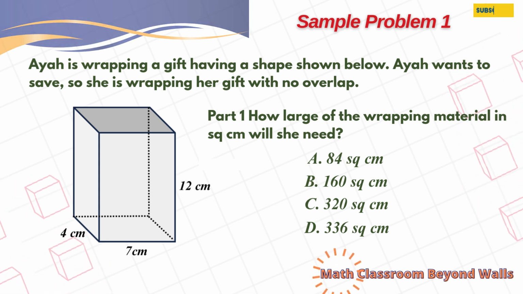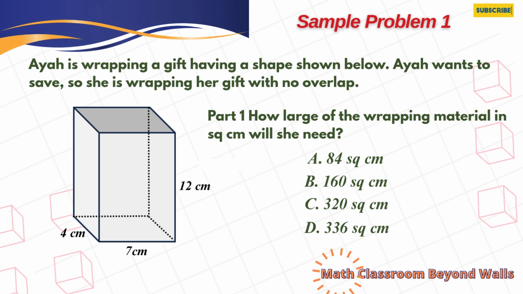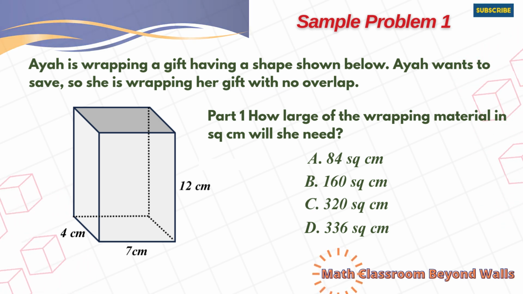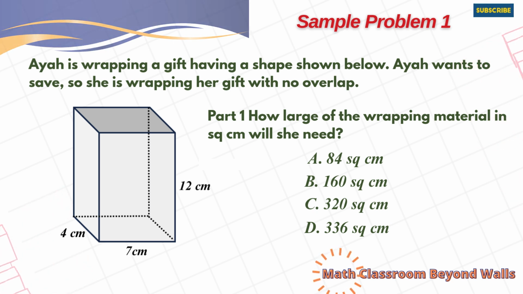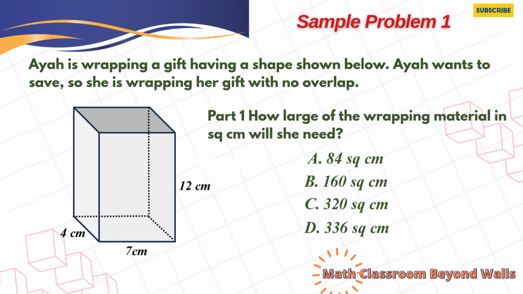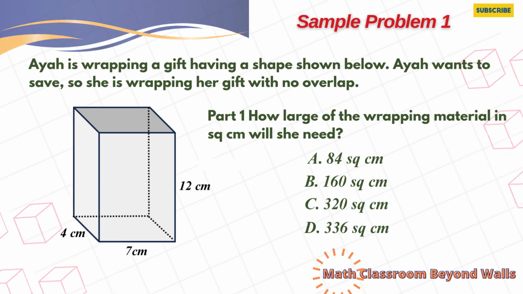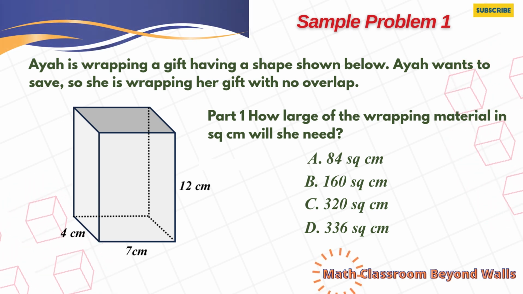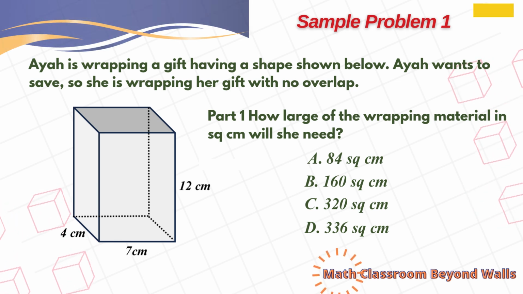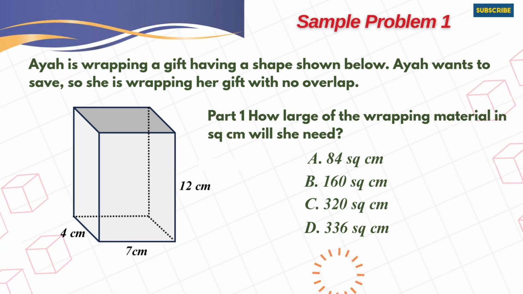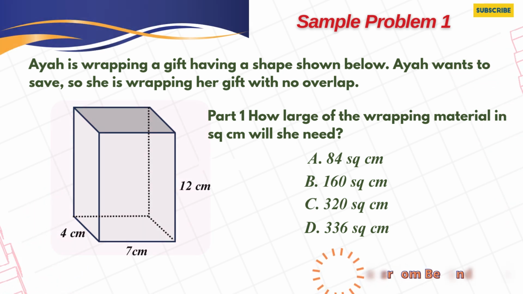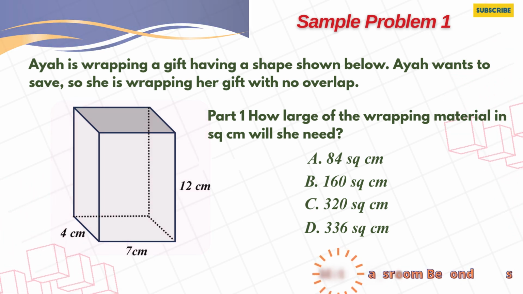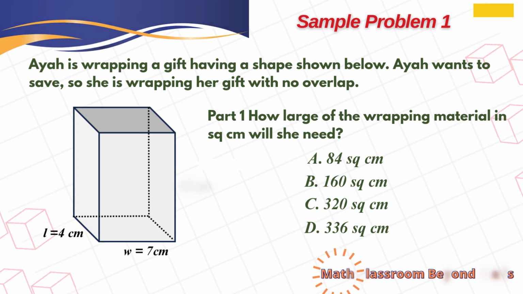You're correct. Wrapping a gift with the given shape and with no overlap is covering the surfaces of the entire box. Thus, to answer the question on how large of the wrapping material in square centimeters will she need would mean solving for the total surface area of the given box. Here, we're given a figure with dimensions.